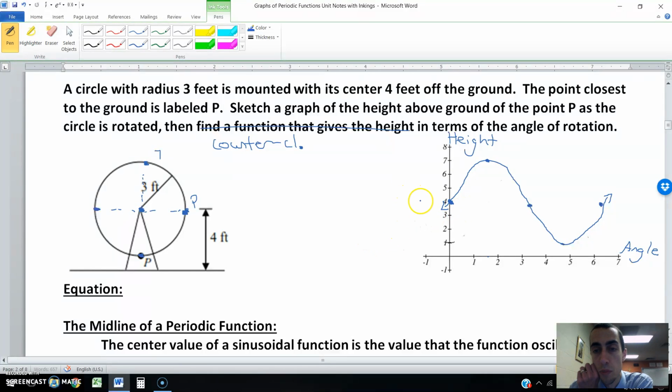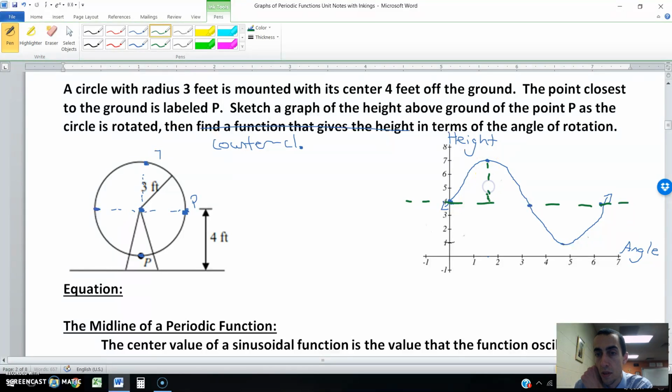Alright, so what I'd like to point out to you is this. Sinusoidal graphs have what's called a midline. And this midline is a horizontal line that essentially cuts the graph in half, to a top half and a bottom half. It's basically the top half is essentially a reflection of the bottom half, just shifted over a little bit.